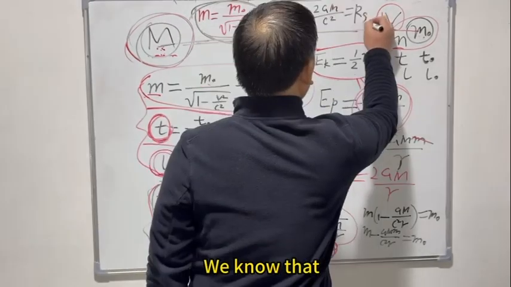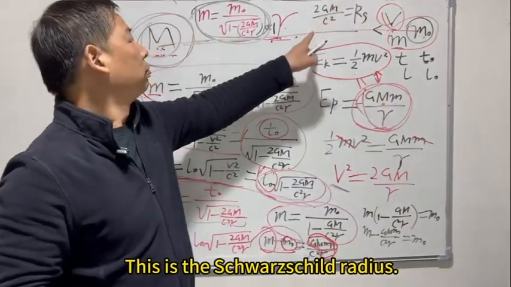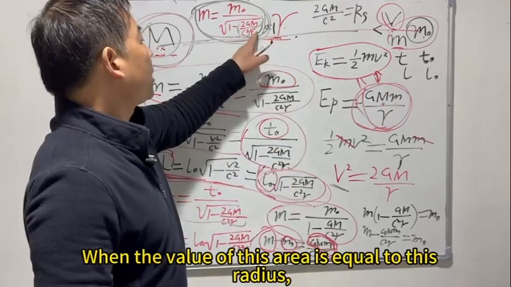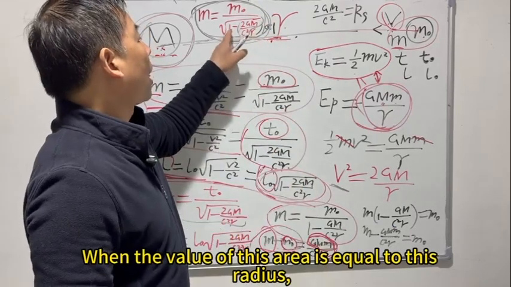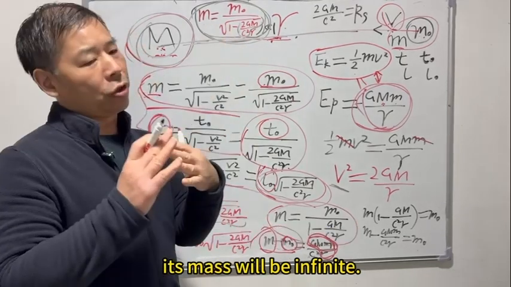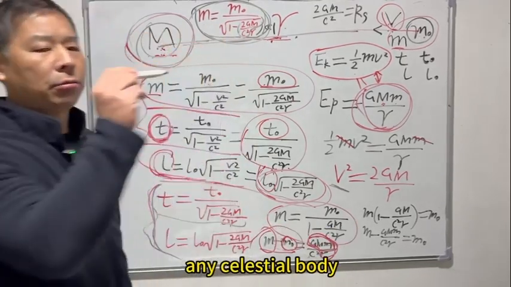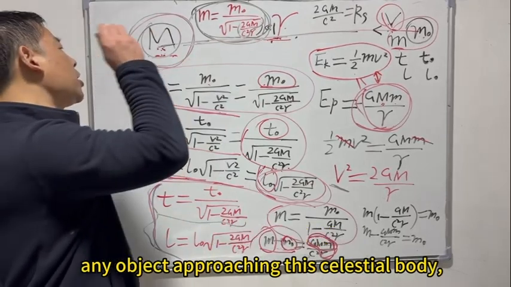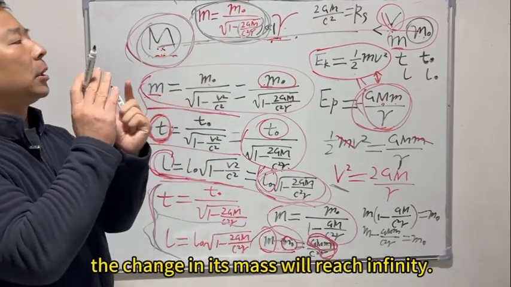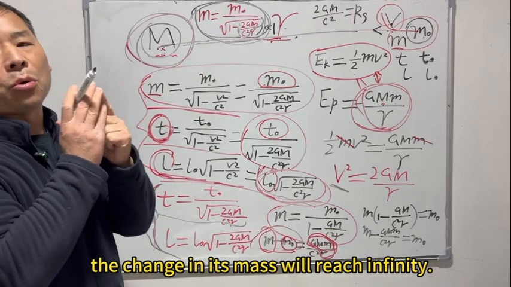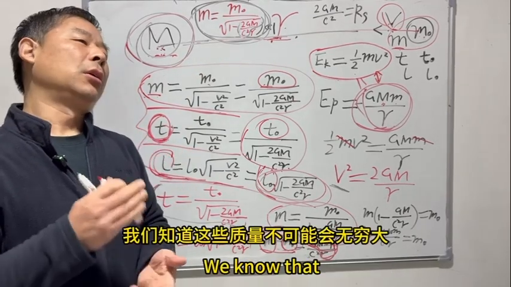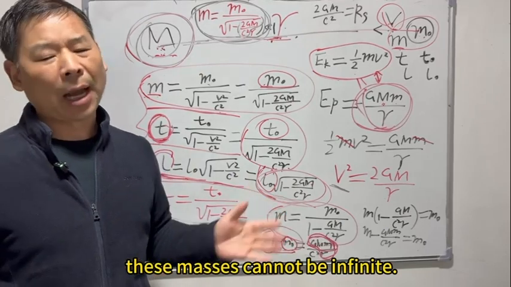We know that this is the Schwarzschild radius. When the value of this term is equal to this radius, it will be infinite. Its mass will be infinite. Any celestial body, any object approaching this celestial body, once it reaches the Schwarzschild radius, the change in its mass will reach infinity. This is beyond our imagination. We know that these masses cannot be infinite.